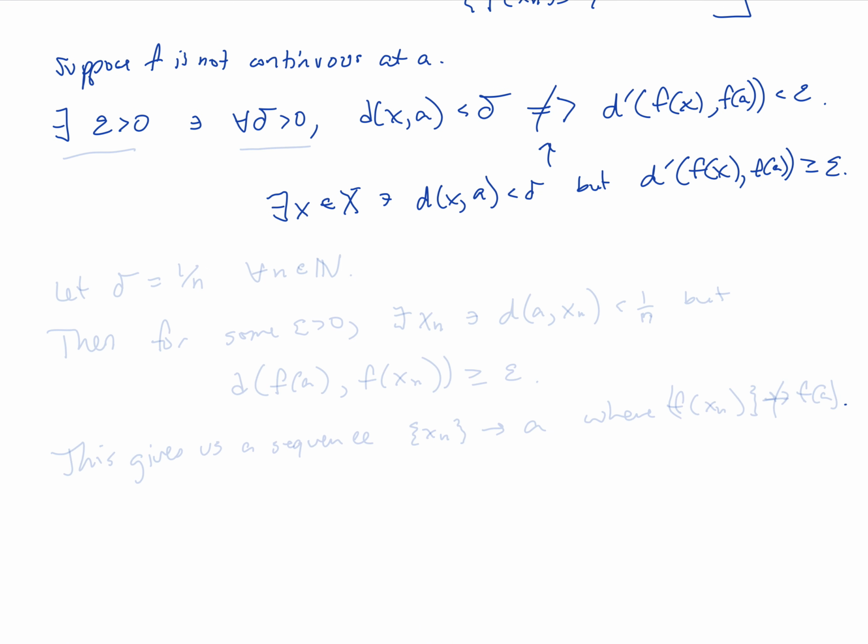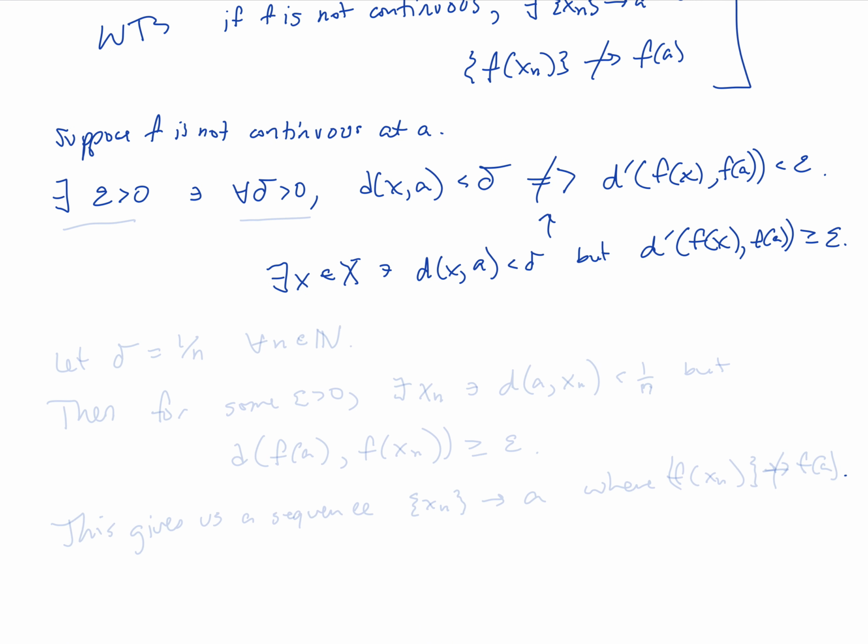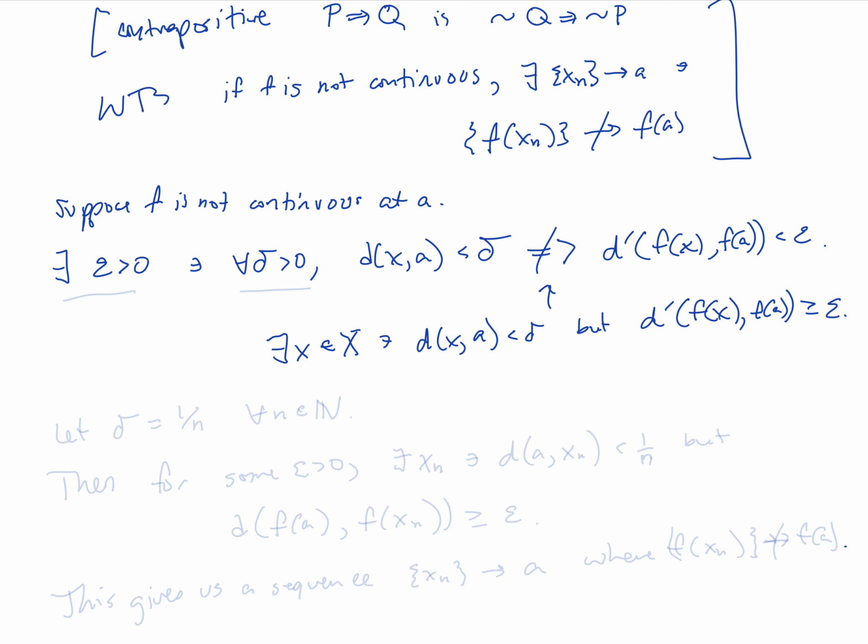So that's what that means for f to not be continuous. Okay, so what we want is we want to create a sequence x sub n that converges to a in X, where f of x sub n does not converge to f of a in Y. This means this is for any delta greater than 0. So we could choose a sequence of deltas. Let's let delta be 1 over n for all n in the natural numbers.